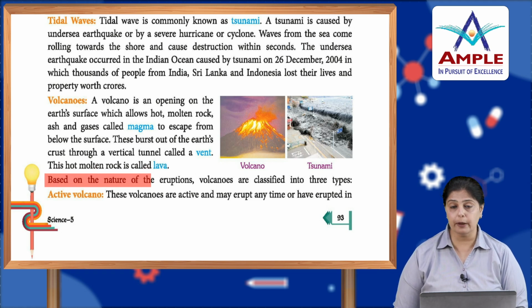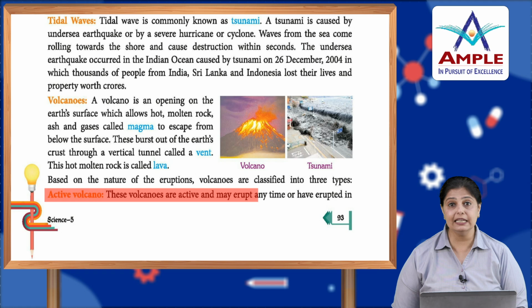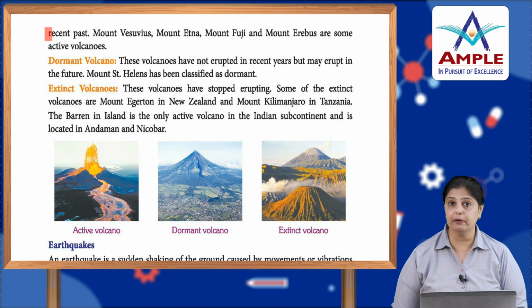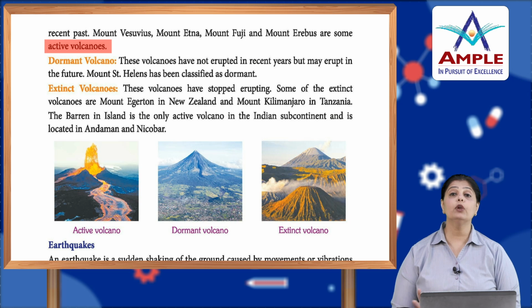Based on the nature of eruptions, volcanoes can be classified into three types. Active volcanoes may erupt any time or have erupted in the recent past. Mount Vesuvius, Mount Etna, Mount Fuji and Mount Erebus are some active volcanoes. So, children, what is a volcano?